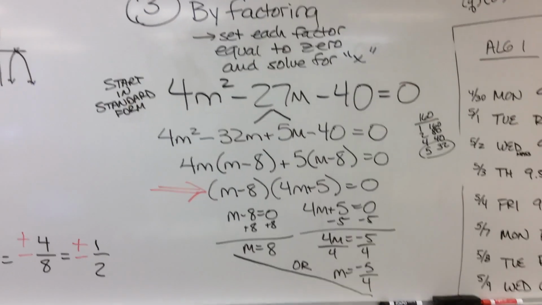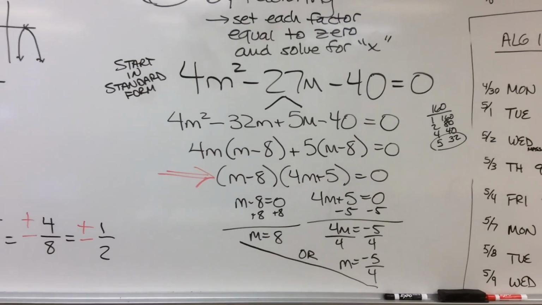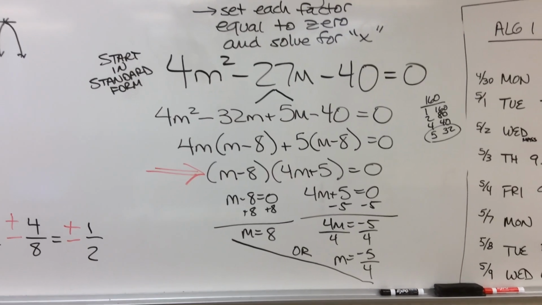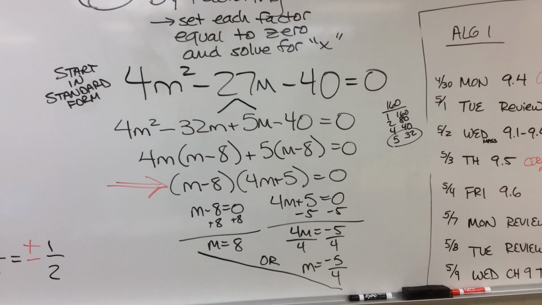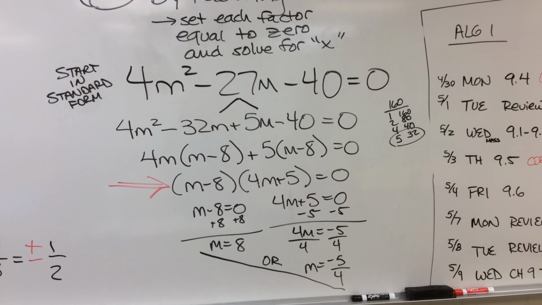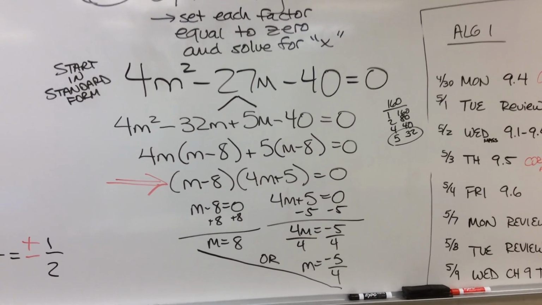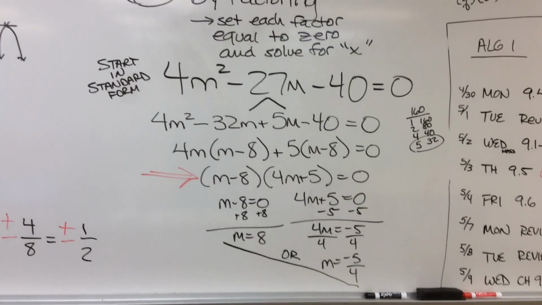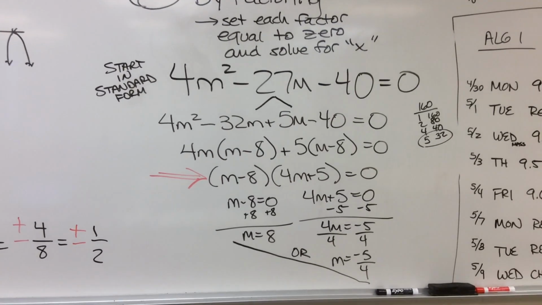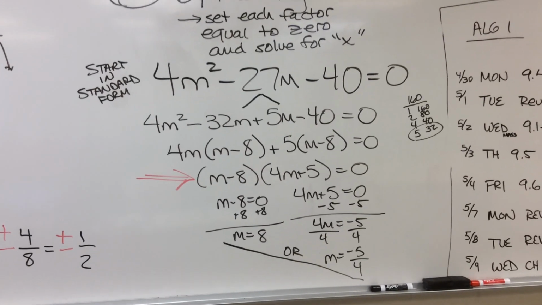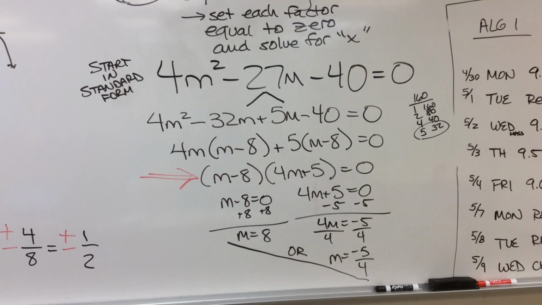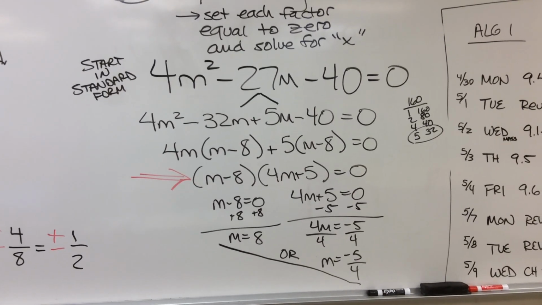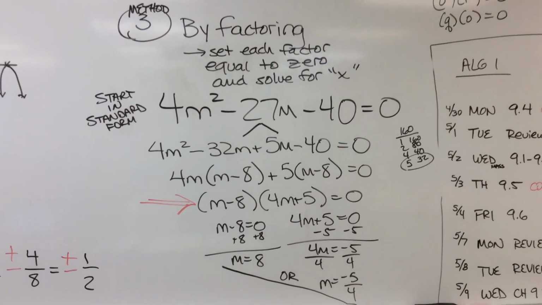Now I group and factor. So 4m squared minus 32m. Greatest common factor is 4m, and m minus 8 is left. Then I factor 5m minus 40. Greatest common factor is 5, and m minus 8 is left. So I finish my factoring by rewriting the repeating binomial, m minus 8. Then write the factors that are left, 4m plus 5. And those are my two binomial factors from this original quadratic.